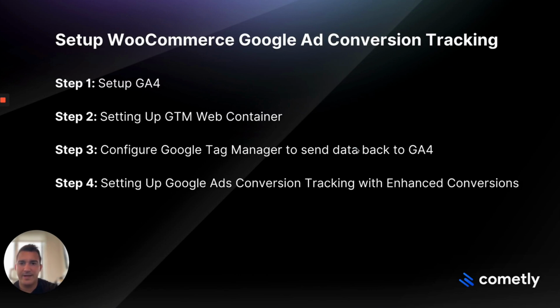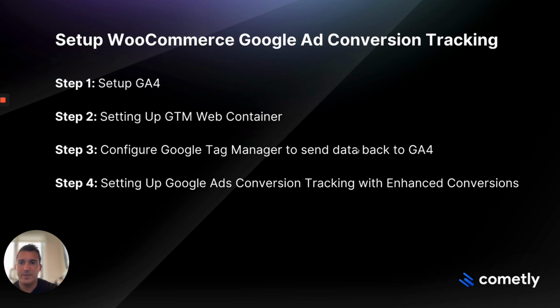Cometly is an ad attribution software that helps WooCommerce stores just like yourself accurately attribute revenue back to the correct ads so you can scale up faster and profitably. And in this video, I'm going to show you how to set up Google ad conversion tracking for your WooCommerce store in 4 simple steps.